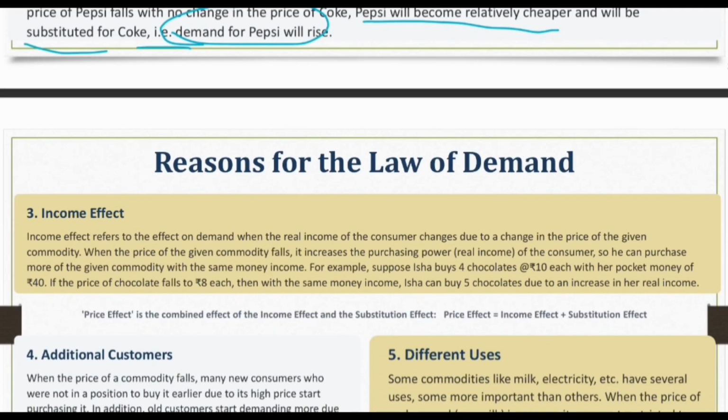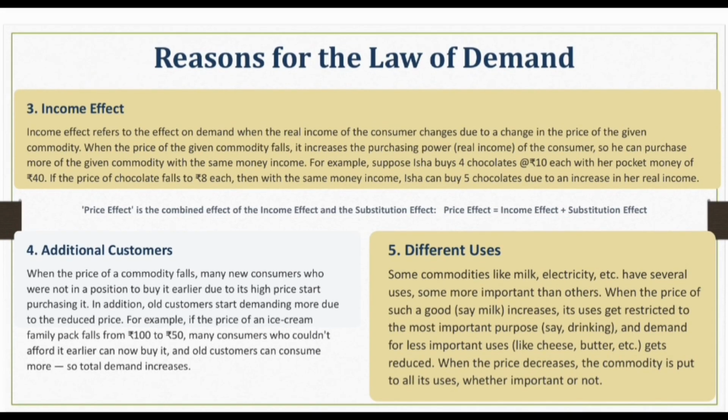Fine. Now, what are the reasons for the law of demand? We saw two reasons: substitution effect and the law of diminishing marginal utility. We are seeing the third reason for the law of demand, which is the income effect. Income effect refers to the effect on demand when the real income of the consumer changes due to change in the price of the given commodity.